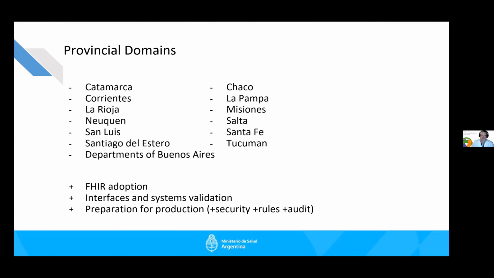We have a group for validation of systems and interfaces, and this is a lot of work because every domain has its own digital health system, and we have to validate that the procedures and the software itself conform to the procedures and needs that we ask for in order to be a domain of the interoperability bus. And finally, we work with these domains on preparation for production, with security rules and audit of this software.